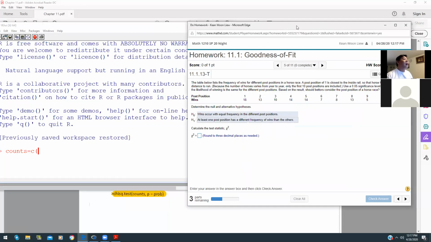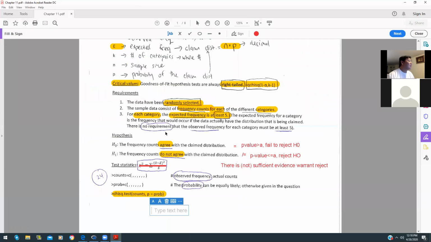Someone mentioned something in the chat. What is the importance of expected value? The importance of expected value is to check requirement number 3, because the third requirement says that your expected frequency has to be at least 5. So this is the importance of finding the expected frequency, because of requirement number 3. Okay, so that's why we need to do that for that case.